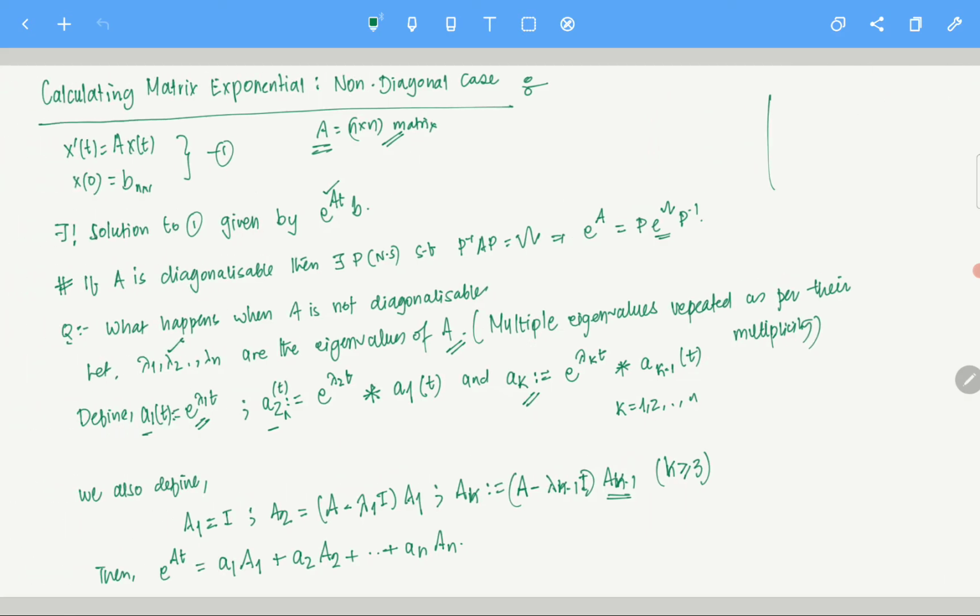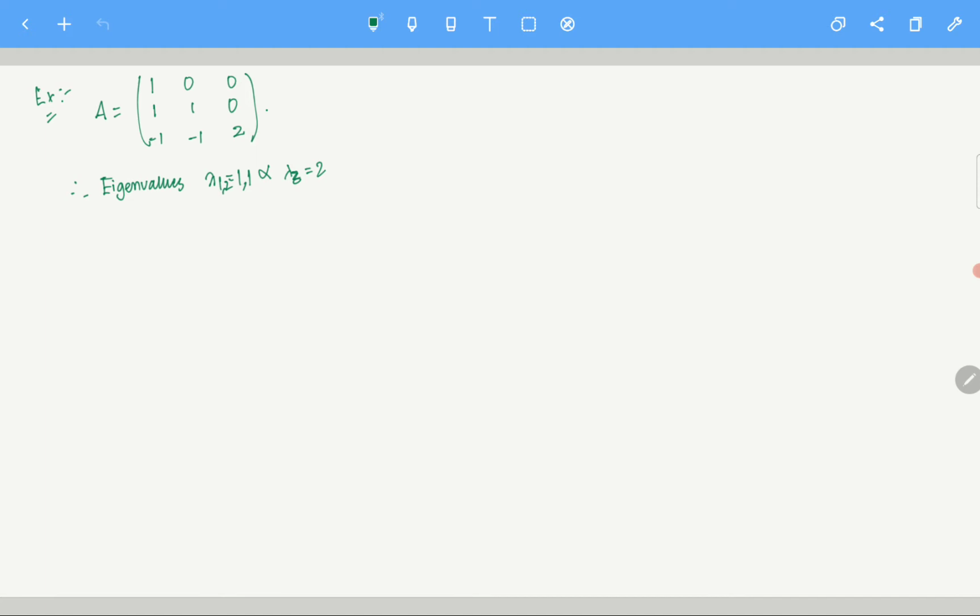You remember, I have to calculate the small a_k's and the capital A_k's. So first of all, what is small a1 of t? It is exponential lambda 1 of t, which is 1 here. So e power t. That's a1. Now what is a2 of t? Let's calculate a2 of t.